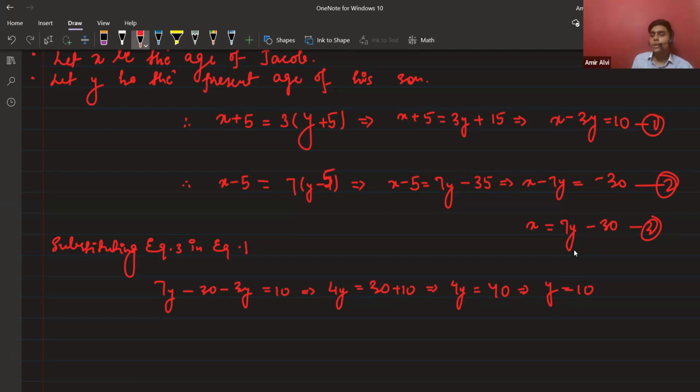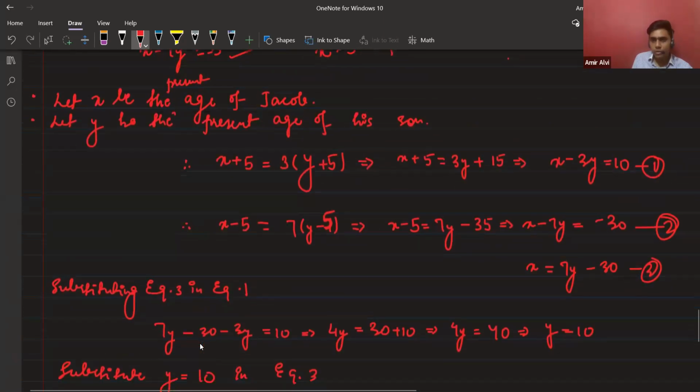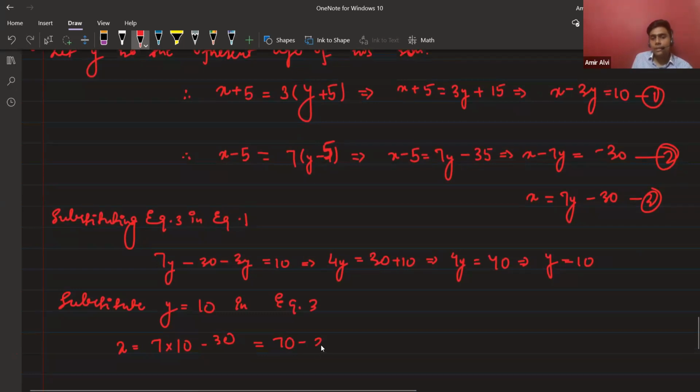So now we can put the value in equation 3. Substitute y equals 10 in equation 3. So x will be 7 into 10 minus 30, which is 70 minus 30, which is 40. So x is 40, y is 10.